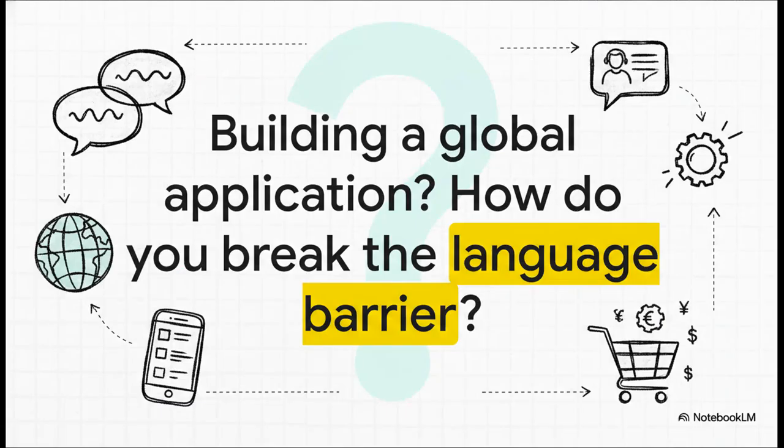So imagine this classic exam question, right? You're tasked with architecting a new global application. Maybe it's a social media platform that's just buzzing with users from all over the world. Or maybe it's a live customer service chat. What is the single biggest hurdle you're going to face? It's the language barrier. How do you make sure someone in Tokyo can have a seamless conversation with a support agent in Paris? That is the exact problem that Amazon Translate is built to solve.